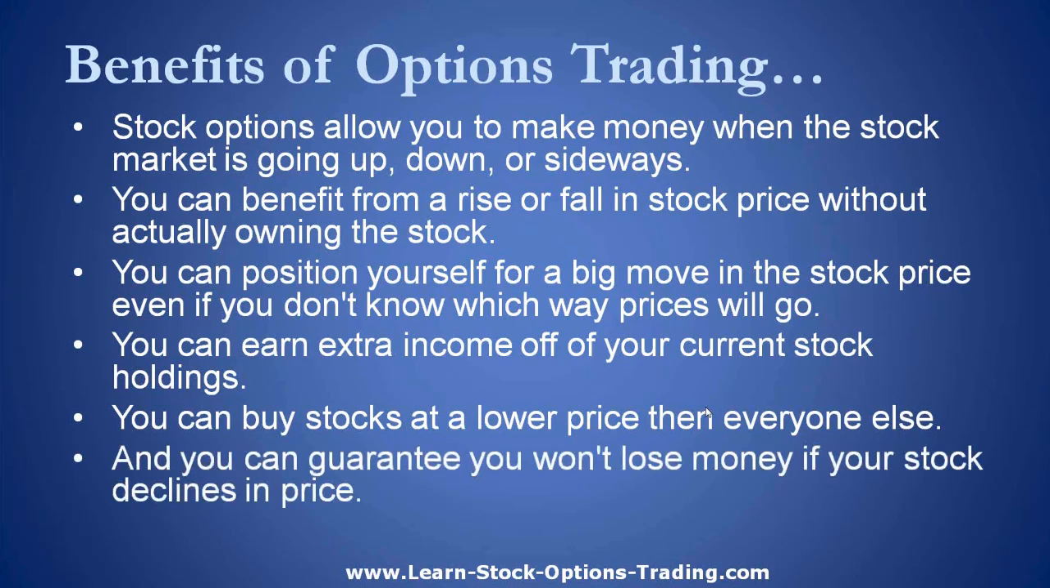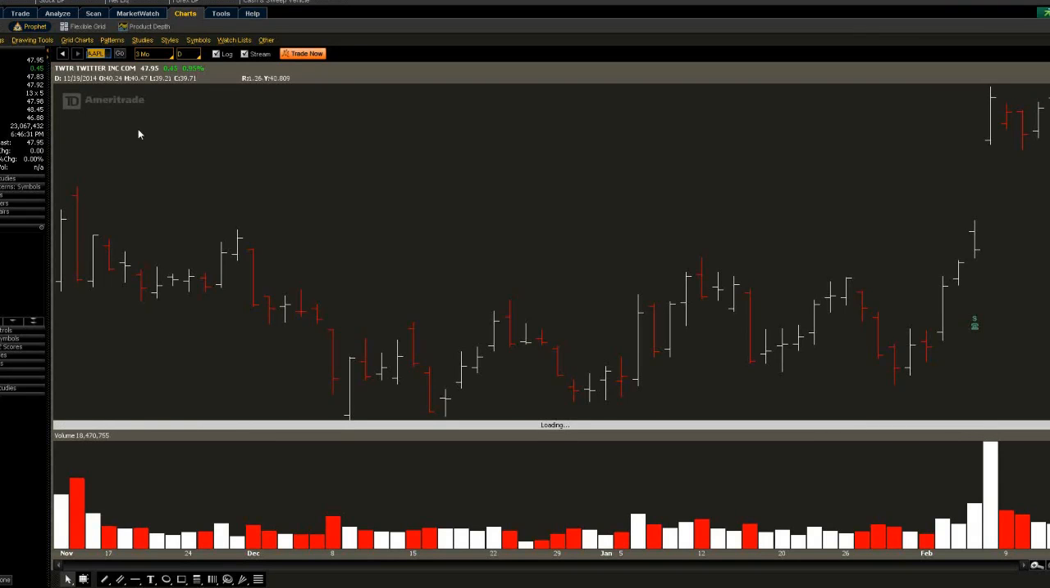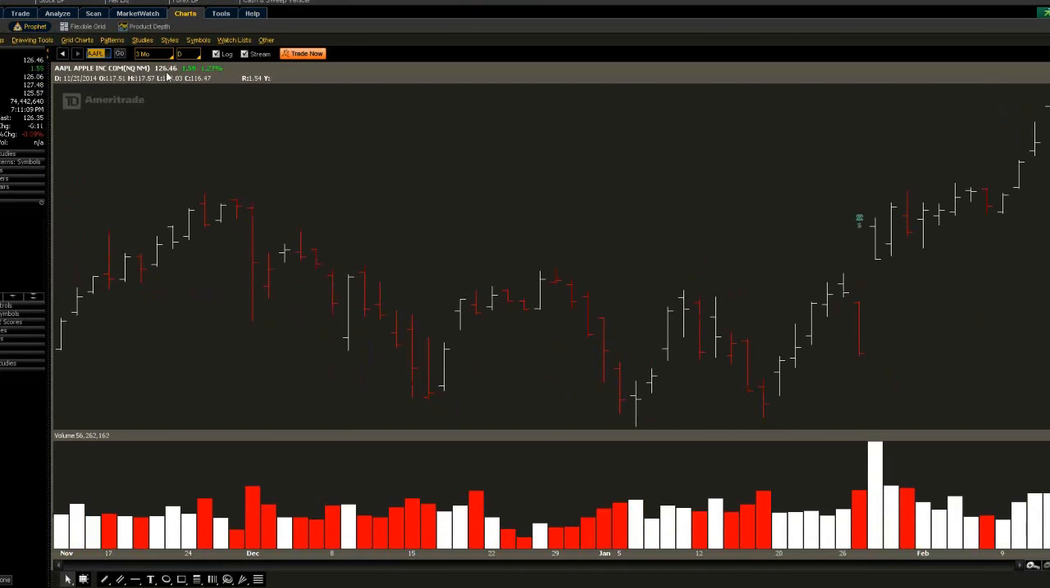And lastly, one of my favorites is that you can guarantee you won't lose money if your stock declines in price, and that's called a protective put option. So if I was to come in and buy Apple Computer here, Apple Computer is currently trading at $126, and let's say I bought some shares of Apple, but like anybody, I don't want to lose money. So I could come to the option chain and buy something called a protective put around this price level.